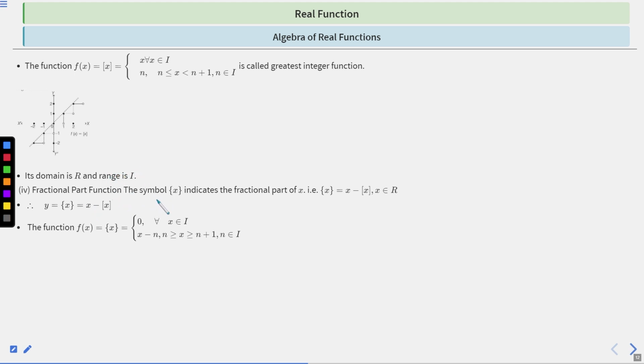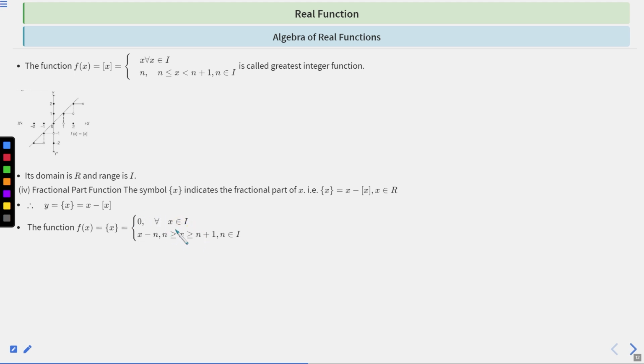Fractional part. The symbol {x} indicates the fractional part of x. That is, the fractional part of x is basically x minus the greatest integer function of x, where x belongs to R. Therefore, y = {x} = x - [x]. The function f(x) = {x} is basically 0 for all x belonging to integers.